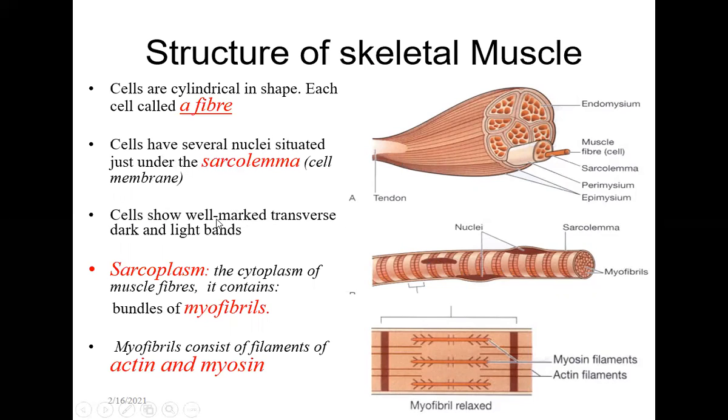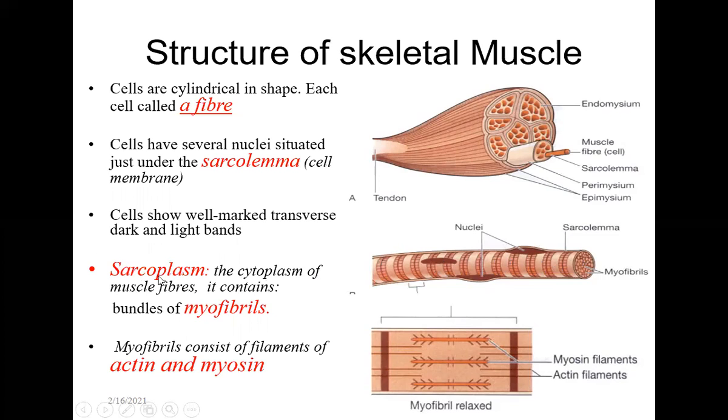Cells show well-marked transverse dark and light bands. Now we can see here there are dark bands, light bands, dark bands, light bands. So each cell is made up of multiple striations, which are the dark and light bands. It is striated.